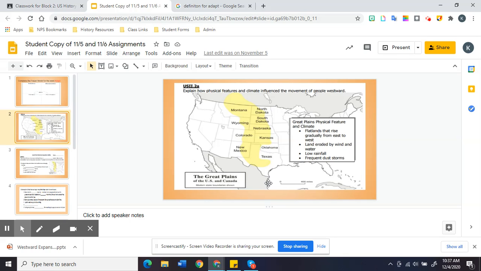Then we have land eroded by wind and water. So the Great Plains are plains. They don't have a lot of trees. Now, besides providing shade and just being pretty cool, trees actually help the soil because they block the wind from getting to the soil. When you only have a bunch of grass, that topsoil is going to be easily exposed and it's going to blow away. There's nothing to really hold it in place. And what's important to remember about that is because all the topsoil is getting blown away, that's where all the nutrients are.